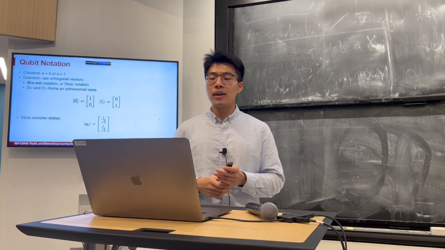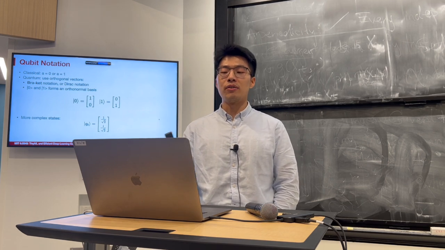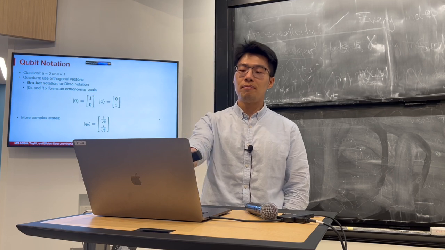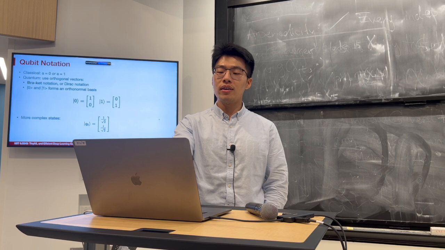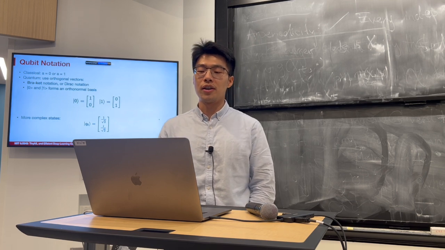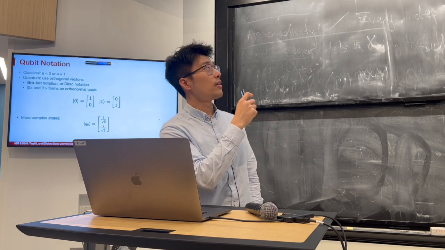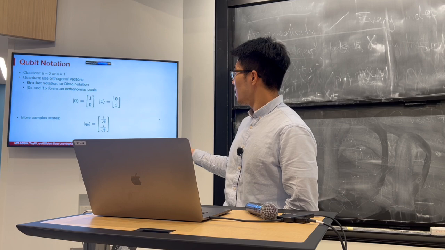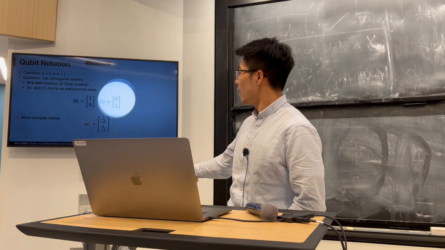So more rigorously, we can use the qubit notation, the bracket notation, to represent the state of a qubit. Classically, we have either the bit in 0 or 1, but in the quantum case, we can use this Dirac notation or the bracket notation. For the 0 state, we use the vector (1, 0), and for the 1 state, we use (0, 1) as the state.